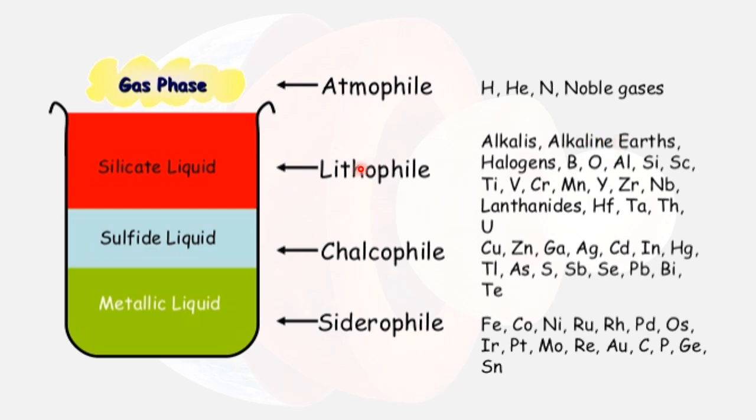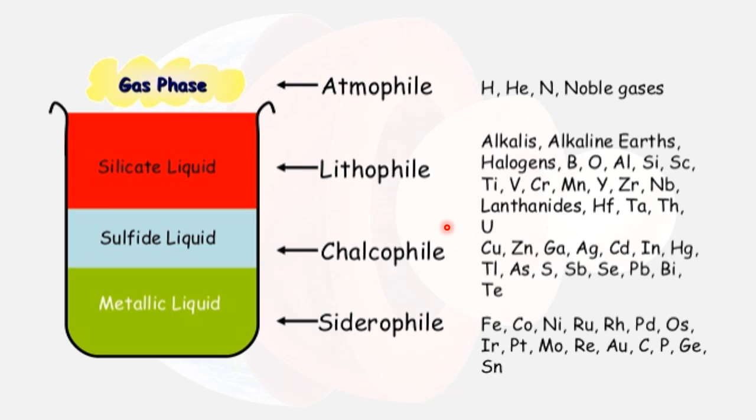There are certain elements which have affinity with the silicate melt or silicate liquid. Those are lithophiles. For example, alkalis, alkaline earth elements, halogens, boron, oxygen, aluminum, silicon, titanium, vanadium, chromium, magnesium, some lanthanides, etc.